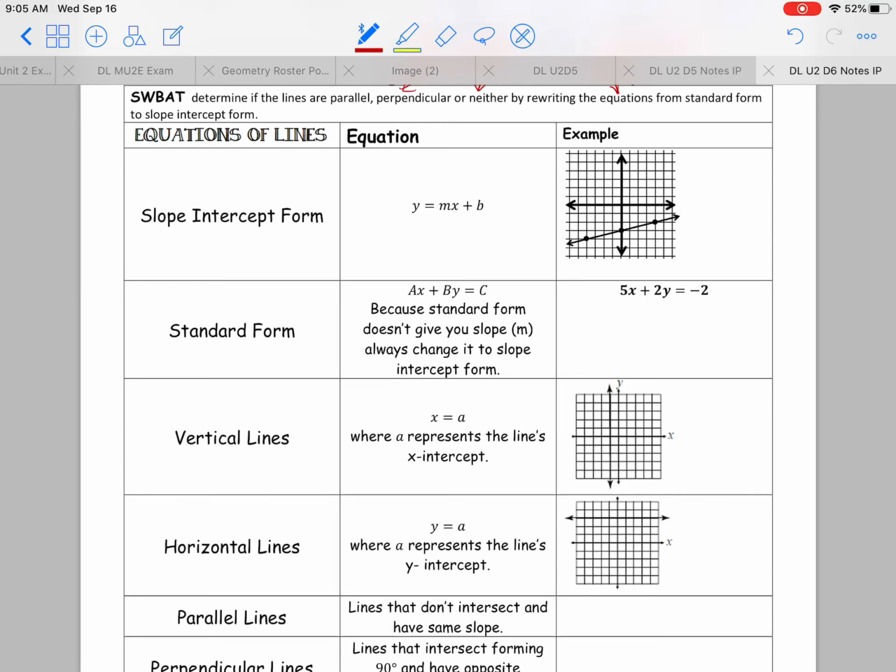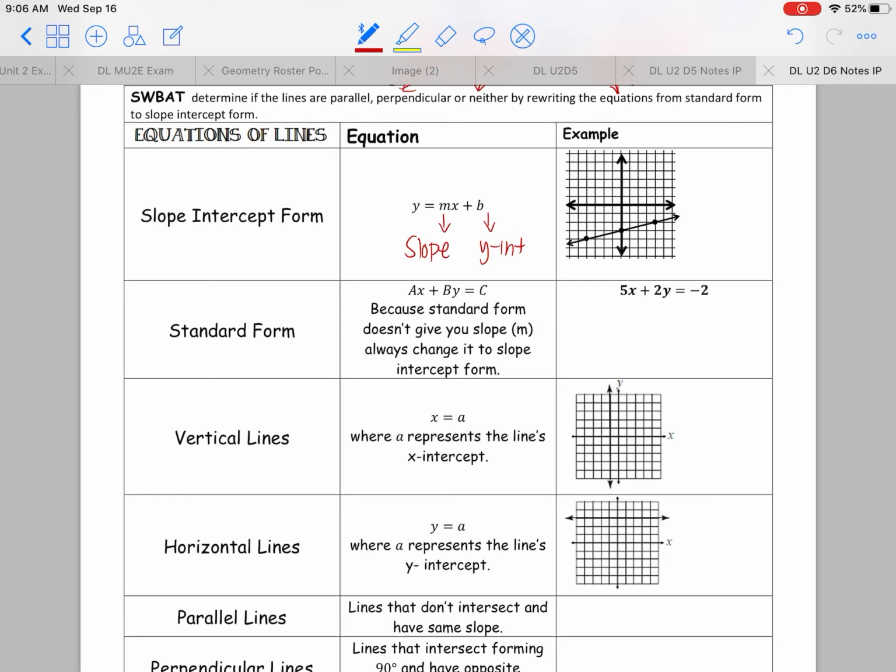Slope-intercept form is our favorite one, right? Because when we have the slope-intercept form, it's easy to identify the slope and the y-intercept. And that's why these types of equations are very easy for us to graph. So again, I just want to make sure that you understand m stands for the slope and b stands for the y-intercept.